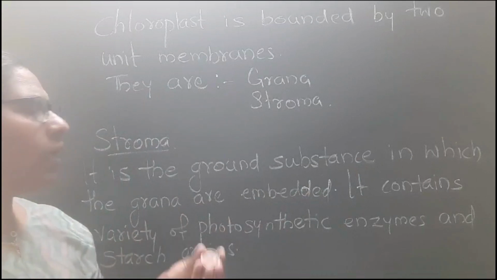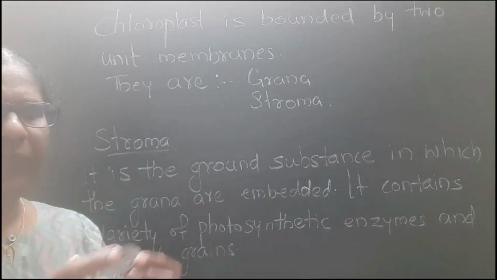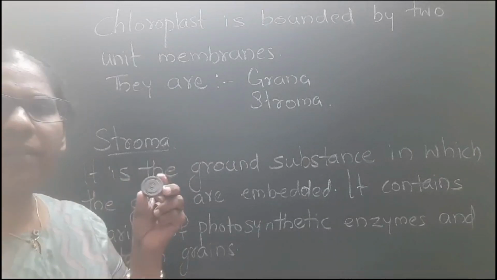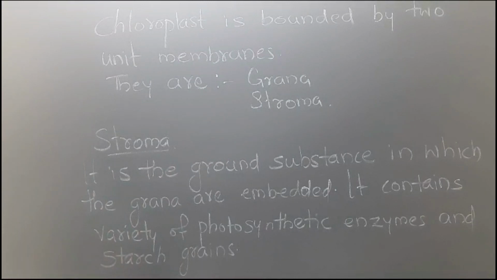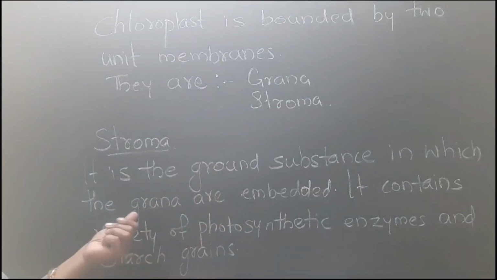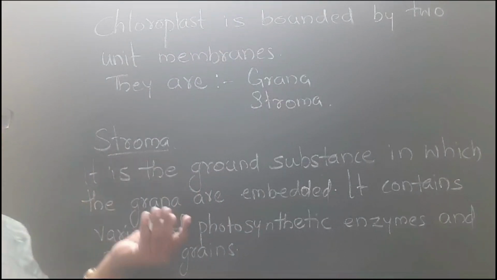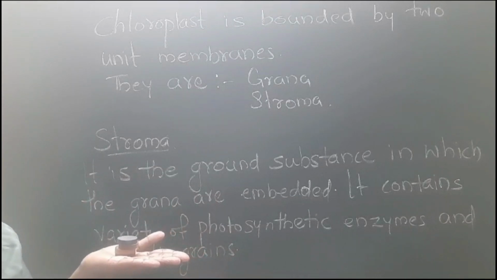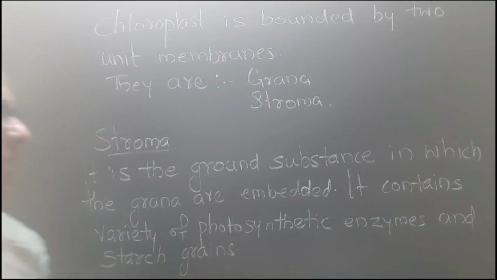This I told you, granas are like this shape, round shape, and top is flat. These are embedded in the ground substance. That substance is stroma. On stroma, these granas are embedded. It contains variety of photosynthetic enzymes. Stroma contains photosynthetic enzymes and starch grains.